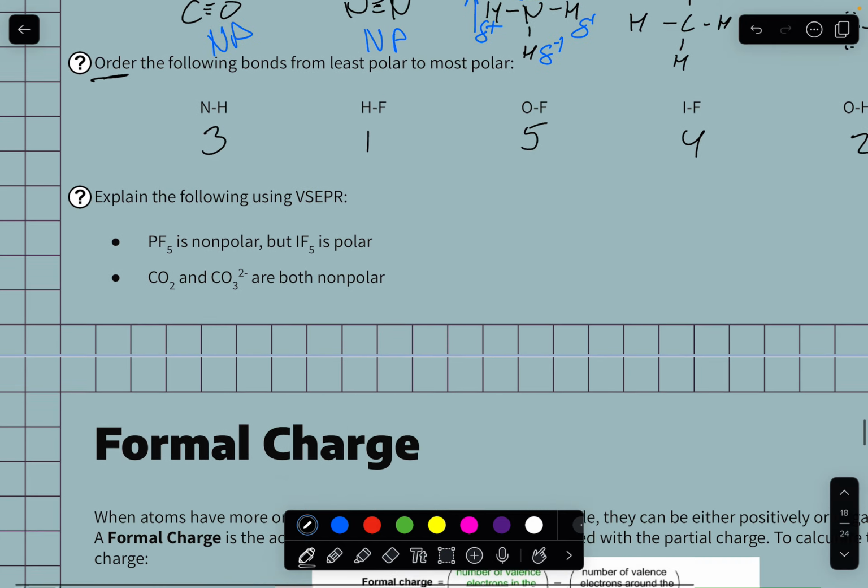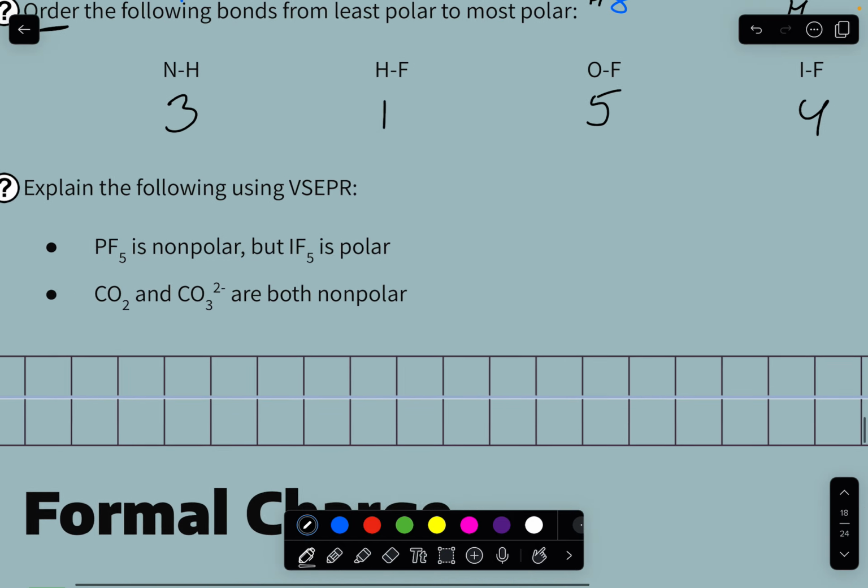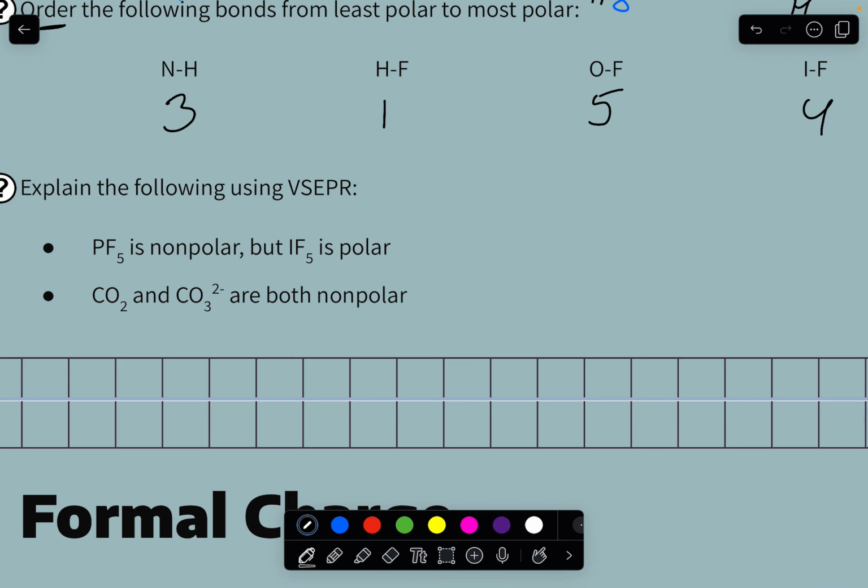Okay, and the last question down here is to explain the following based on VSEPR. So this kind of question is something that would show up on an AP test, right? You're talking about polarities, but you're also talking about VSEPR. So the first one is PF5 is nonpolar, but IF5 is polar. So let's draw these out. PF5 looks something like this.